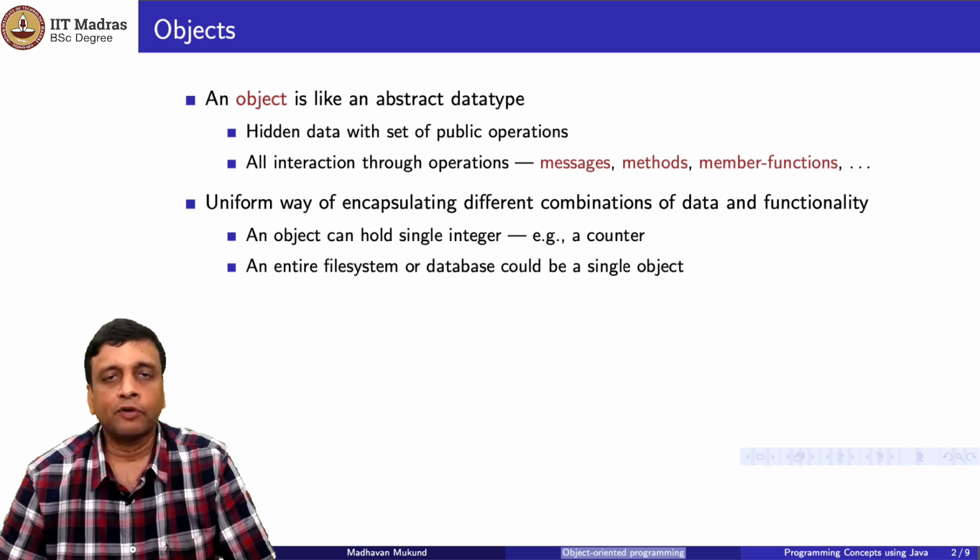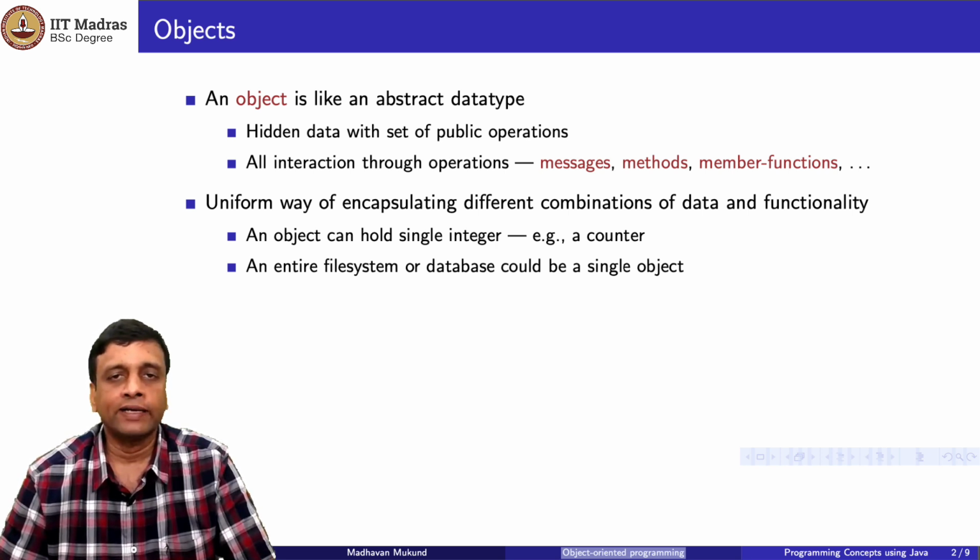So an object provides a uniform way of encapsulating different combinations of data and functionality. So it does not mean that an object has to be very complicated. For instance, supposing we want to represent a counter. A counter is essentially just an integer with an increment operation. So an object can consist of just an integer inside and a public function to increment this integer or to reset it to 0.